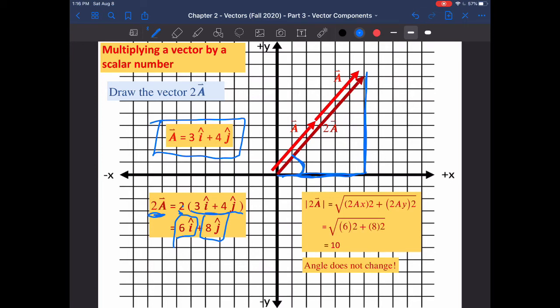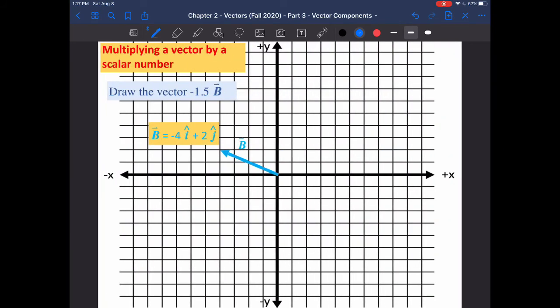I can check the magnitude of 2a by using, again, the Pythagorean theorem. This is the square root of 6 squared plus 8 squared, because this side of the triangle is 6, this side of the triangle is 8, and when I do this math, I get 10. So the magnitude of that vector is 10, and the magnitude of our original vector a was 5, so when we do 5 times 2, we get 10. So the magnitude just gets multiplied by that scalar also.